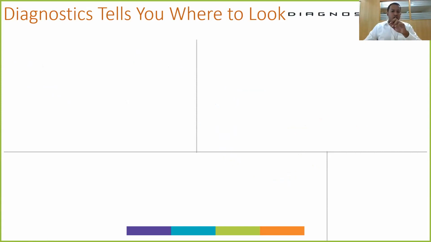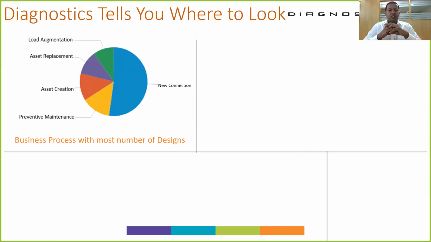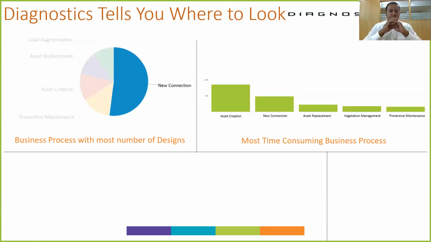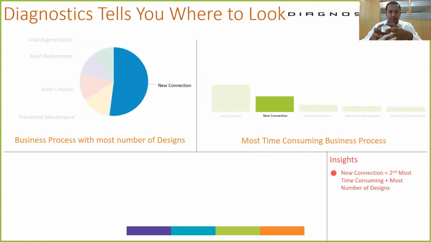The first dashboard shows the top 5 business processes with the most number of designs in Small World. Now I'm going to concentrate on the business process which occupies the major chunk of this pie, and that is the new connection process. The second dashboard shows the top 5 time consuming business processes. Since I'm interested only in new connection, I'm going to concentrate only on that. So now using these 2 dashboards, I get my first insight.